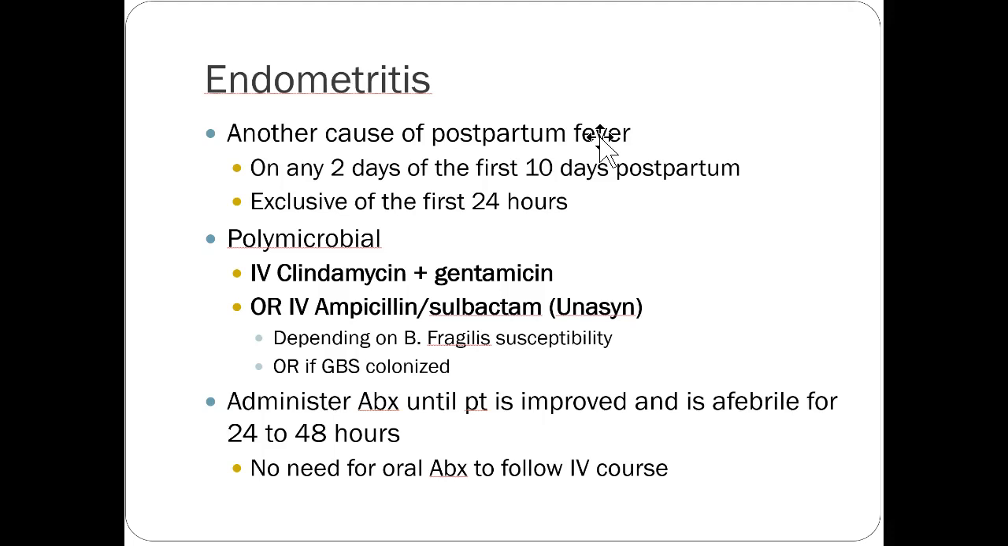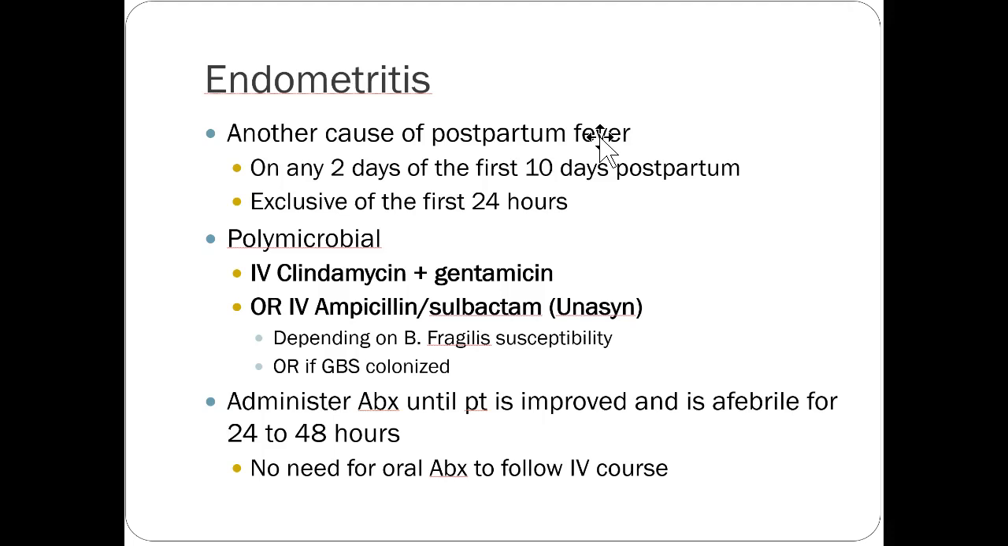Polymicrobial, again, similar pathogens to chorio. IV clindamycin and gentamicin are the preferred agents. We kind of drop ampicillin at this point, I think, because group B strep is not usually associated with endometritis. And if it is, clindamycin covers strep too, so you cover it. The other thing is ampicillin sulbactam. If the person was group B strep colonized, it could be a contributing factor still potentially, and that's going to work well. It's also going to add on anaerobic coverage.